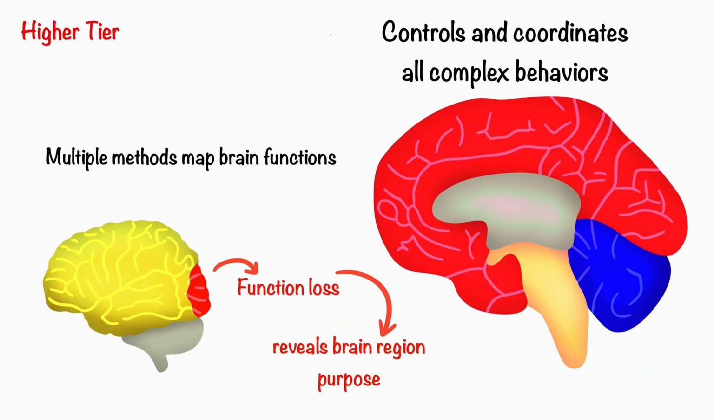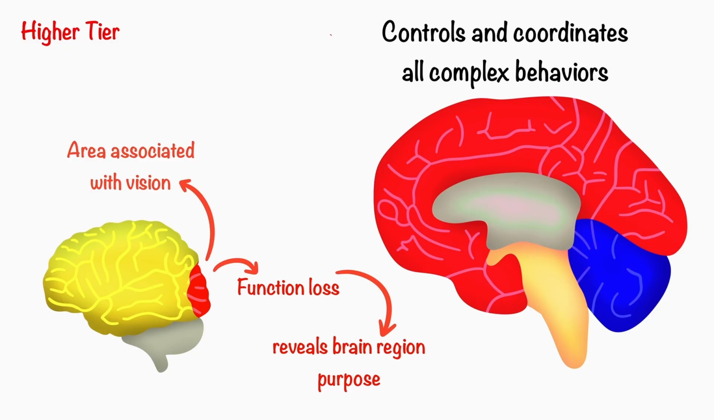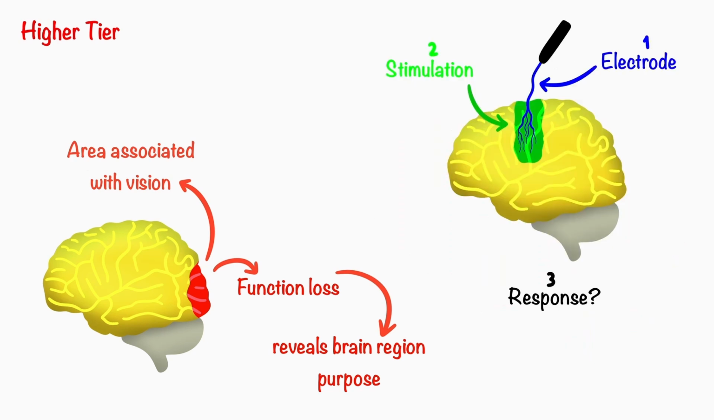One approach involves studying patients with brain damage. If a small part of the brain has been damaged, the effect this has on the patient can tell us a lot about what the damaged part of the brain does. For example, if an area at the back of the brain was damaged by a stroke and the patient went blind, you know that this area has something to do with vision. The brain can also be studied by electrical stimulation.